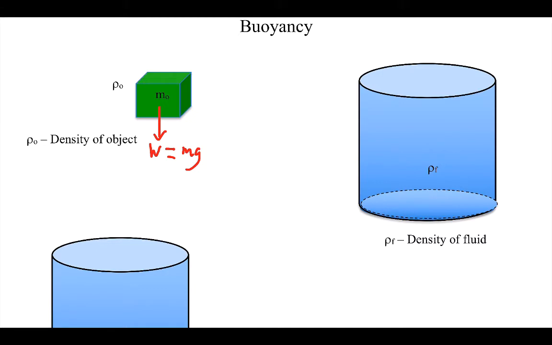We learned in our lecture on density that density is the ratio of mass to volume, which means mass is the same as density times volume. So another way we can describe the weight of an object is by replacing mass with density and volume. So the weight of an object is the density of that object times the volume of that object times gravity.